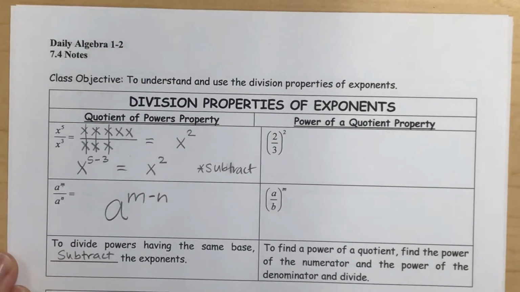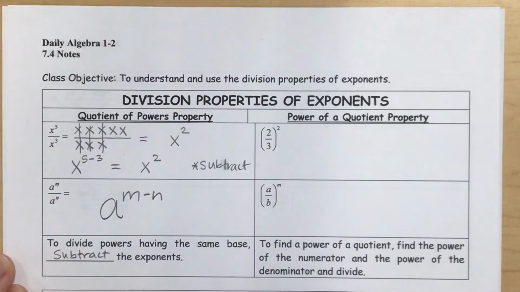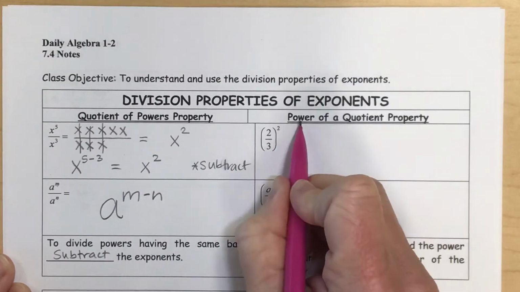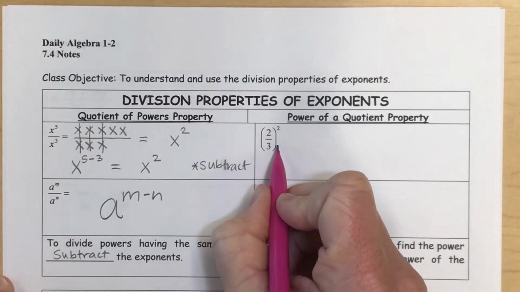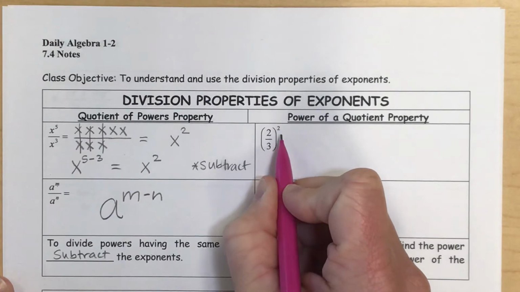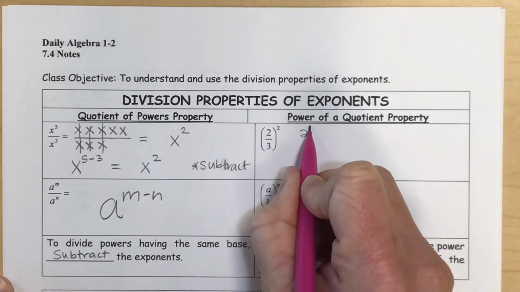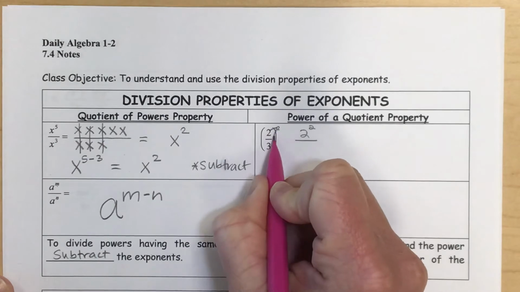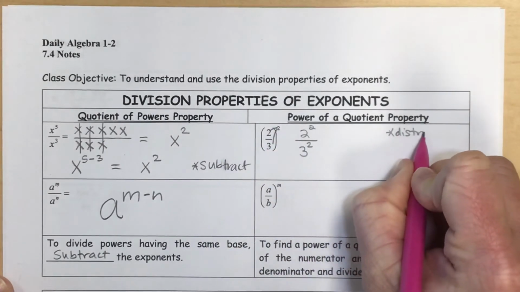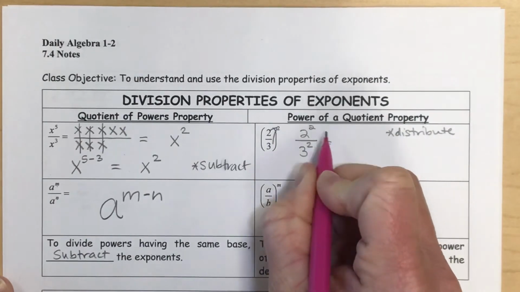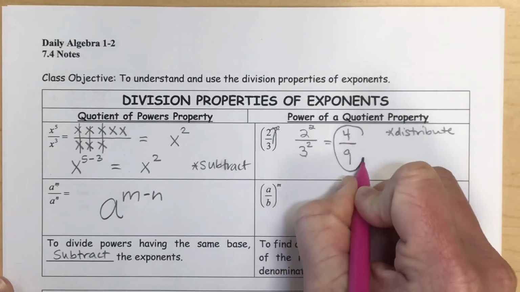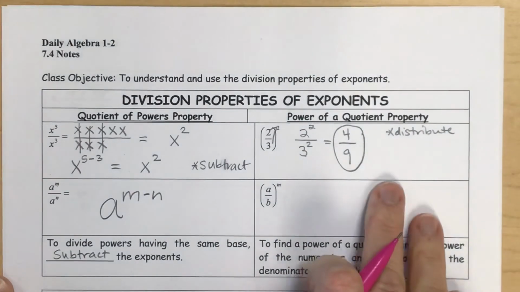You subtract the exponents. And then power of a quotient, this is when you have a quotient, a fraction, to a power. What you want to do is distribute your exponent to every part of the fraction. So we're going to distribute that square to the 2 and to the 3 in our fraction. So I'm going to write distribute. If I take 2 times 2, I get 4. 3 times 3, I get 9. And this would be the answer to that question here.